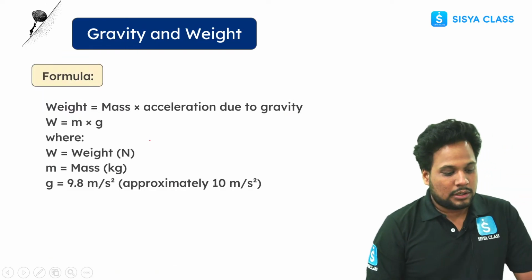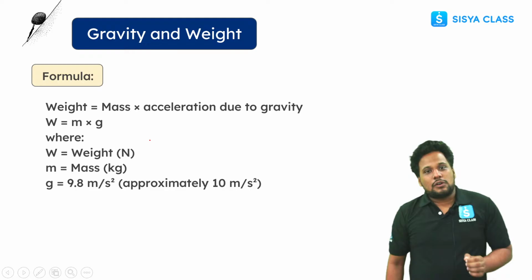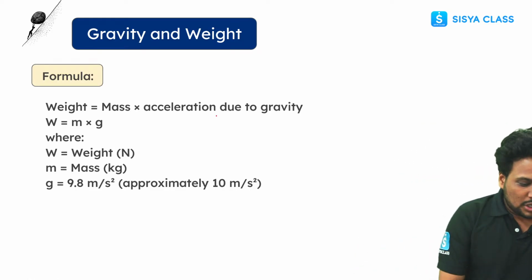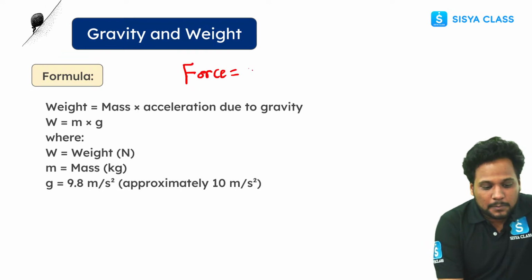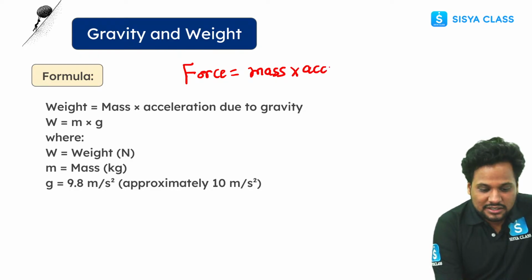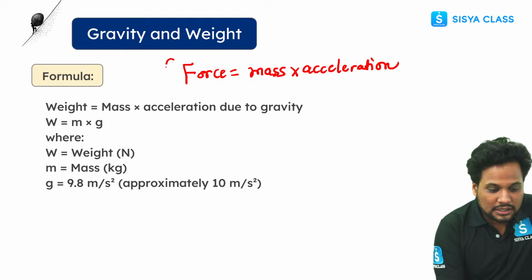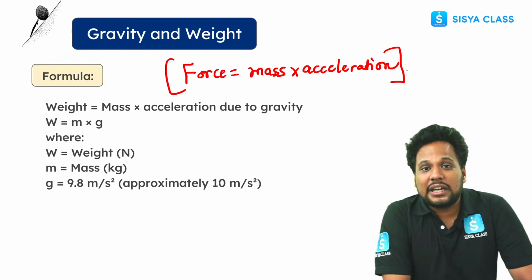Okay, now I told you that we are going to discuss the formula also, how weight and mass are interrelated. As we have discussed in the previous class, force is equal to mass into acceleration. Yes, we have discussed this, right? What is force? Force is equal to mass into acceleration.